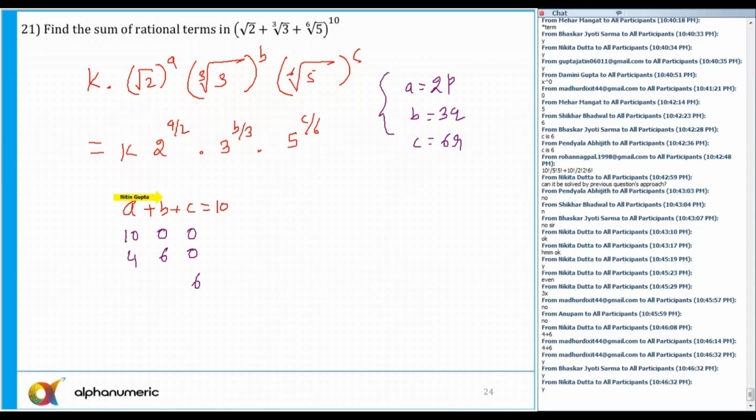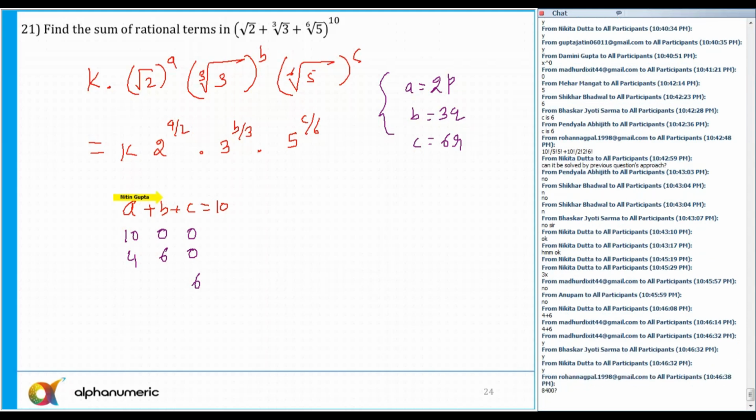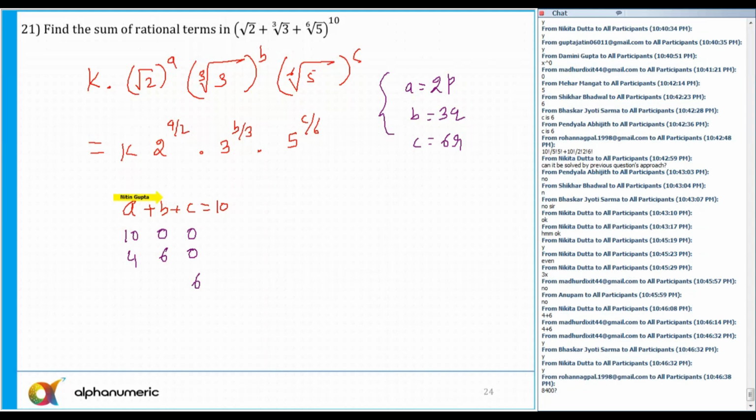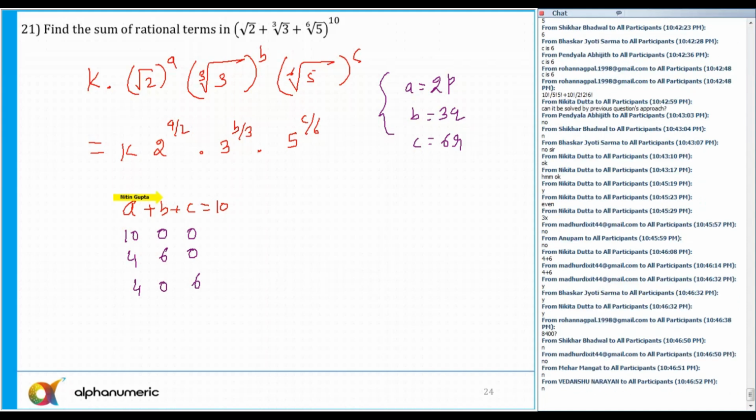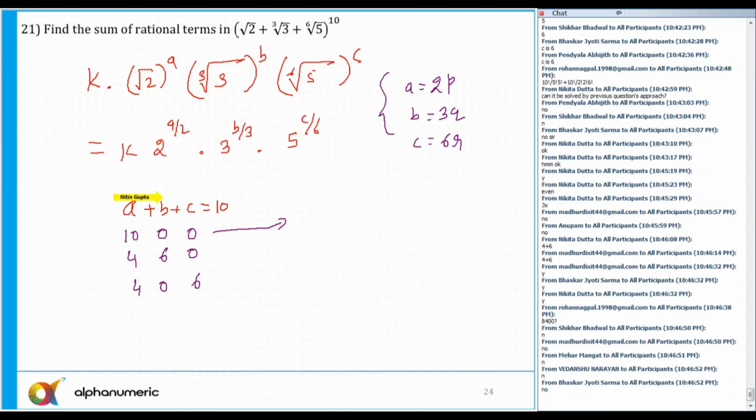And when C is equal to 6, A plus B is equal to 4. A has to be an even number. So the only possibility is A is 4 and B is equal to 0. So these are the only three possible solutions. Any doubts to anyone now? Please tell me. No. So in this case, if I arrange them, that is factorial 10 by factorial what?